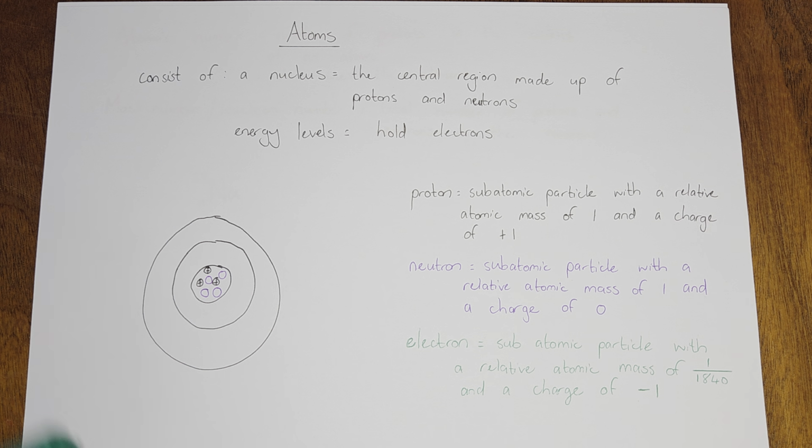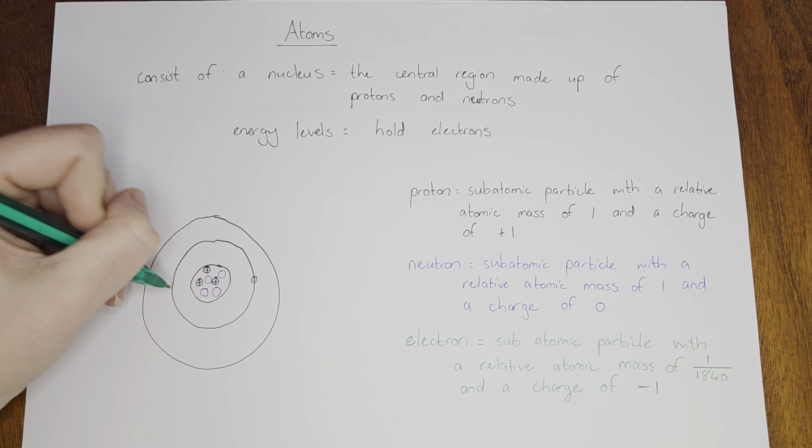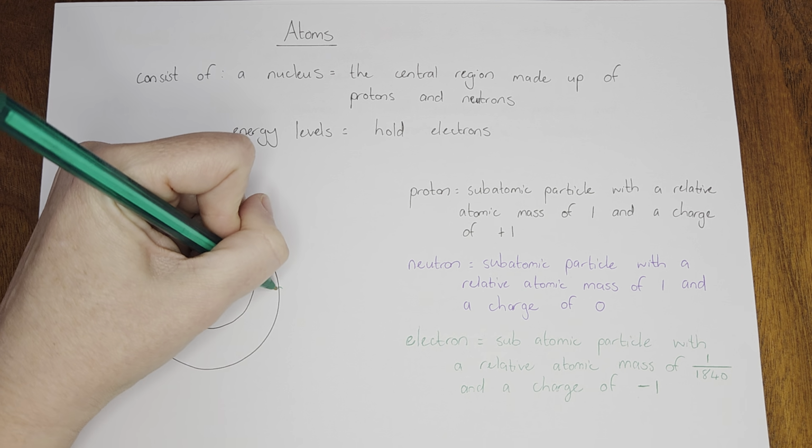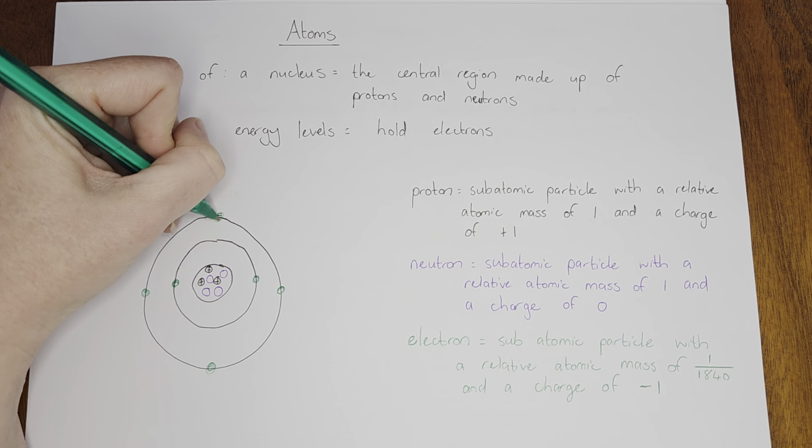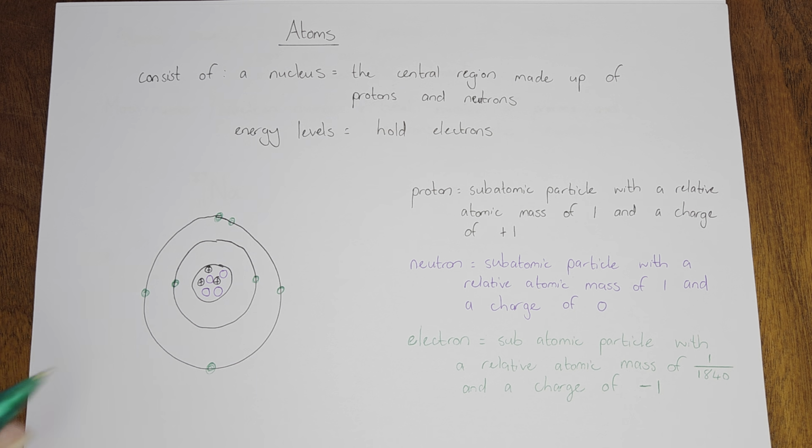And then the electrons are the subatomic particles with a very, very tiny relative atomic mass of 1/1840. So it's very, very small in mass, it's almost negligible. And they have a charge of -1. So the electrons will then be sitting in the energy levels around the outside. So that would be our basic atomic structure: nucleus with protons, neutrons, and then electrons all around the outside.